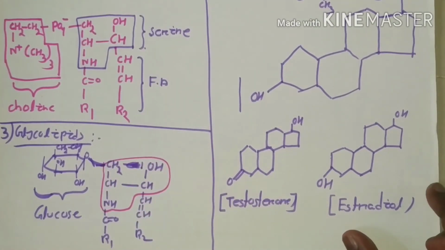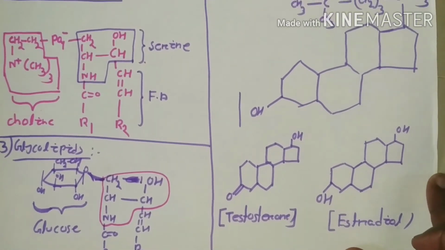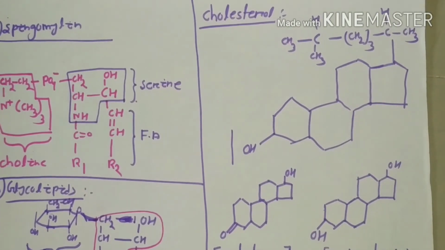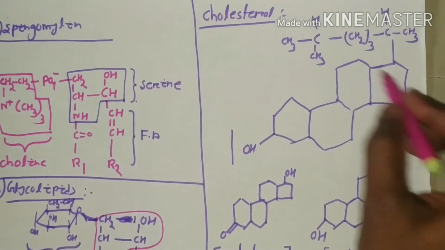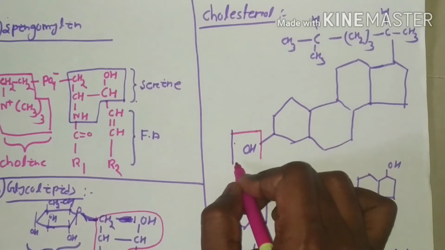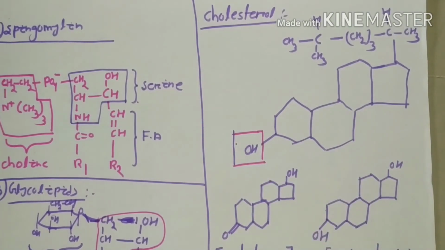Another class of lipids are cholesterol and its derivatives. This is the typical structure of cholesterol, where all these parts are nonpolar, and only this OH group is polar. So it is also called amphipathic. What is amphipathic? Those which have both hydrophilic and hydrophobic nature, like all those lipids, but here it is weakly hydrophilic.